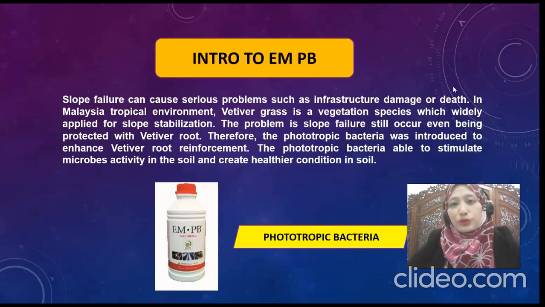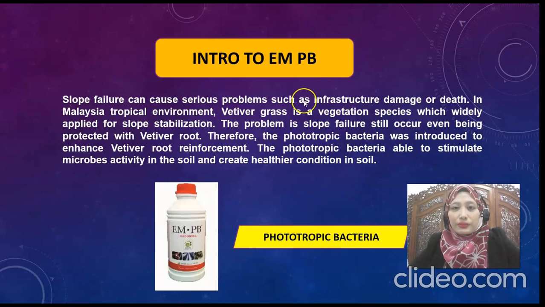So let's take a look at the intro to EMPB. This failure can cause serious problems such as infrastructure damage or deaths of humans. In the Malaysian tropical environment, Vetiver grass is a vegetation species which is widely applied for slope stabilization. The problem is slope failure still occurs even when protected with Vetiver root. Therefore, phototropic bacteria was introduced to enhance the Vetiver root reinforcement. Not only that, EMPB was able to stimulate the microbial activity in the soil and create hydrogen connections in the soil.